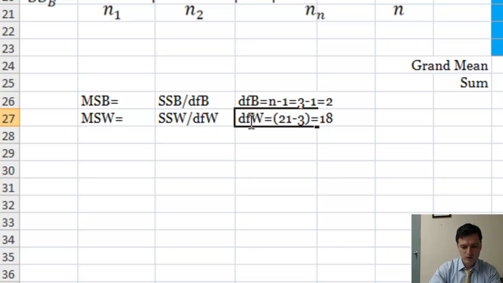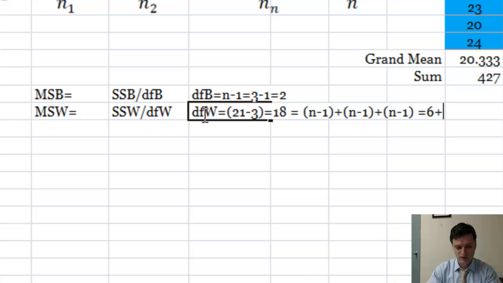Now, another way to do that is the number of data points in the first group minus 1, plus the number of data points in the second group minus 1, plus the data points in group 3 minus 1. So this would actually be 7 minus 1, 6, plus 7 minus 1, 6, plus 7 minus 1, 6, which equals 18. So you can calculate that in any way you want. All right, so this is really great.